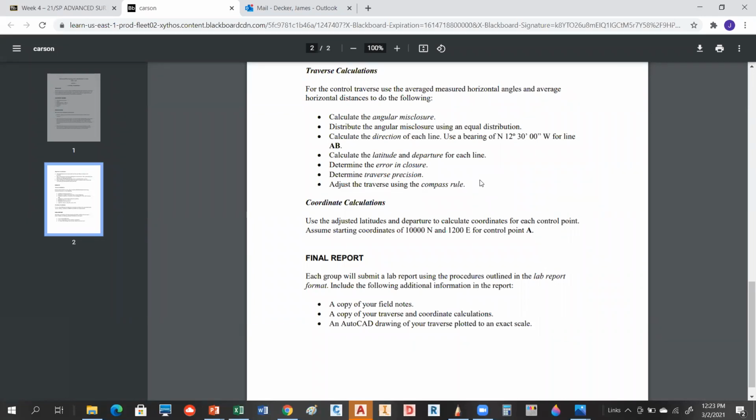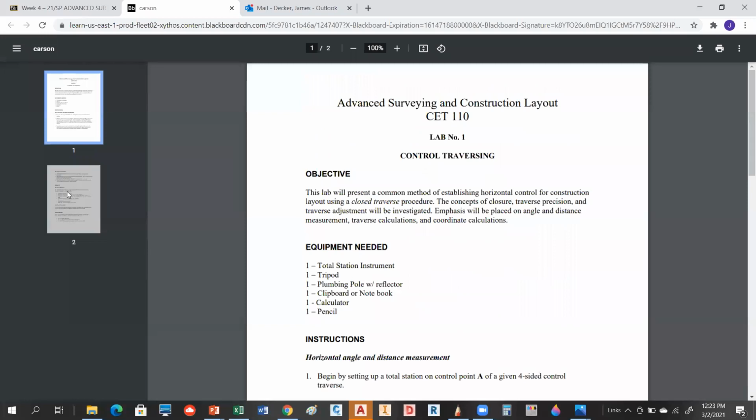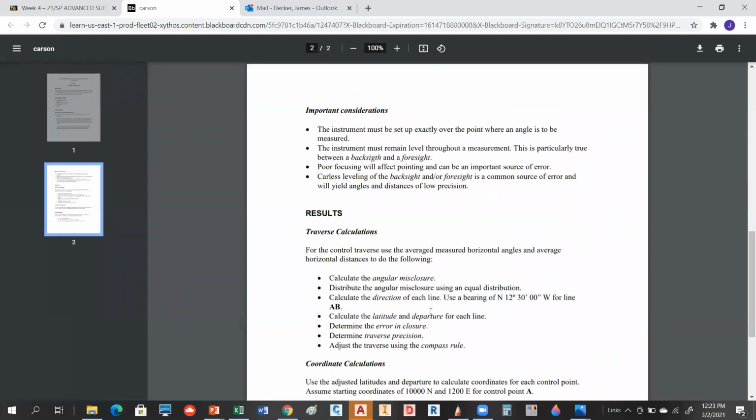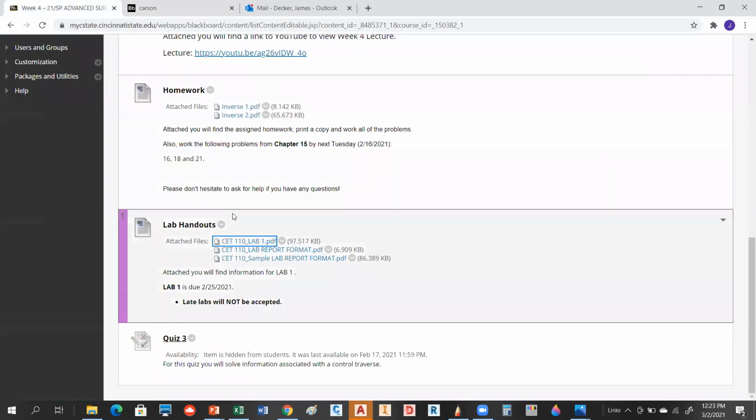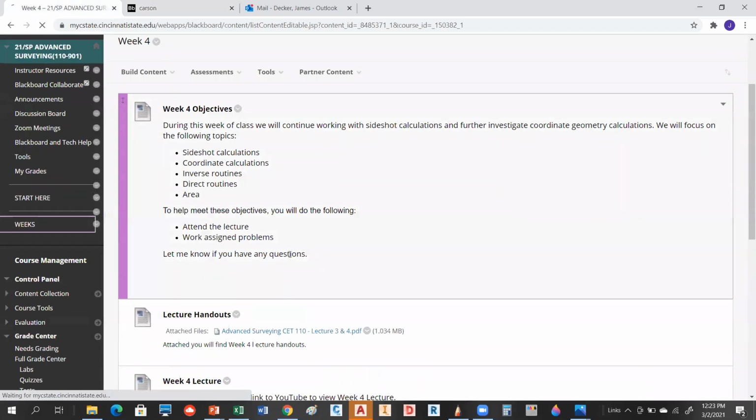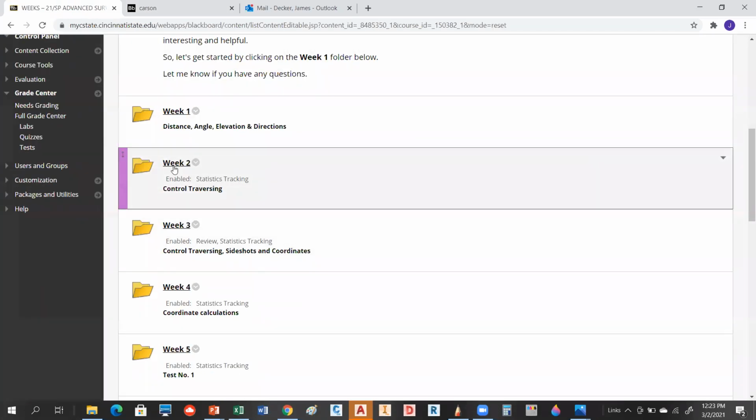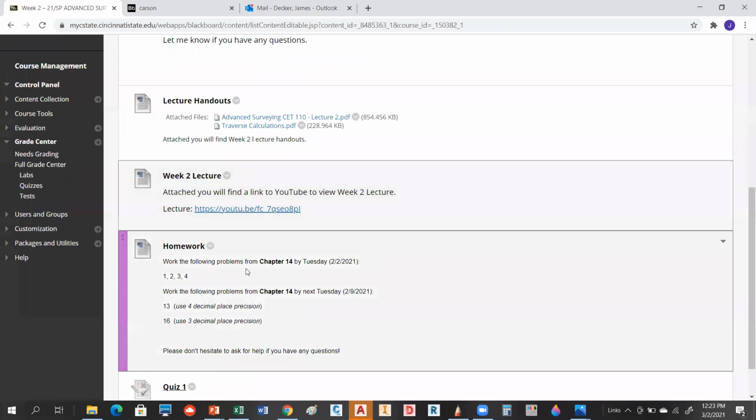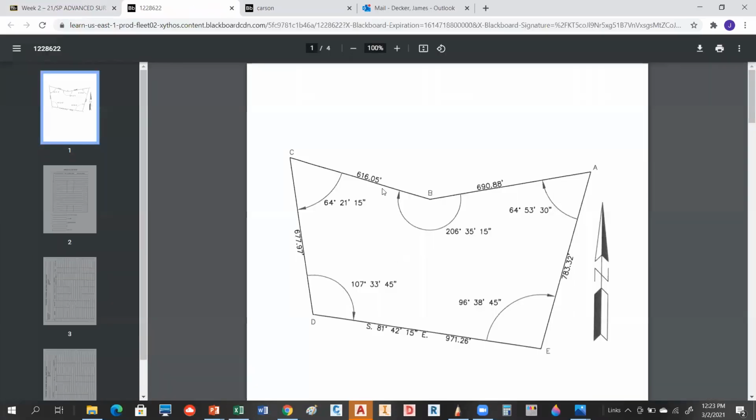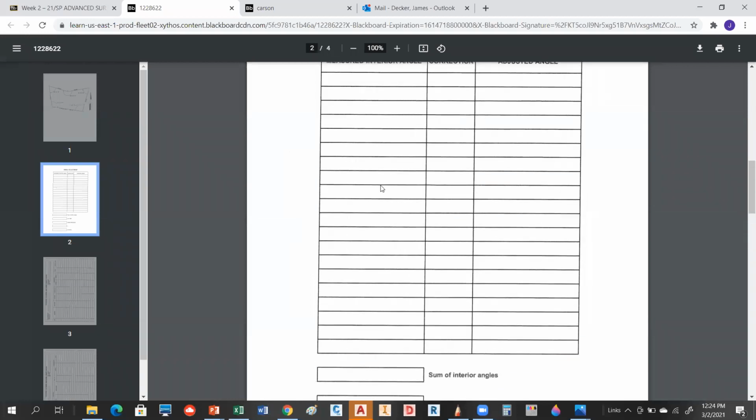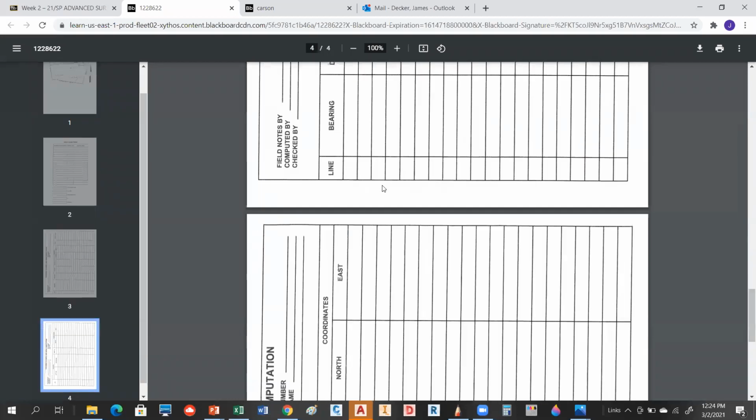Another question: this document right here that I have posted doesn't have the traverse closure sheet. So if anybody is specifically looking for a traverse closure sheet, it's located under week 2. If you go back to your weeks, you can find it under week 2, and down here there's a traverse calculation sheet. It's got that piece on it, but if you want to use this, you can get an extra one. Okay, just in case anybody needs that, it's out there for you.